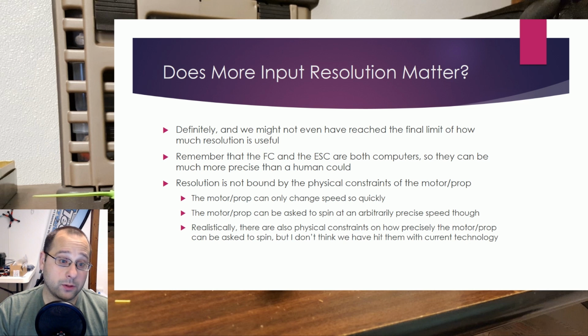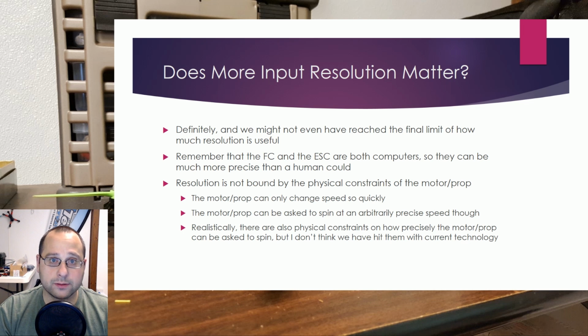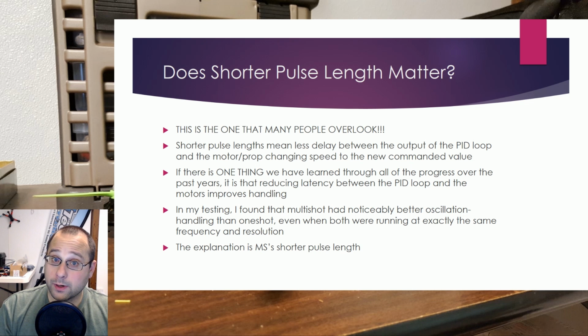Yes, the motor and prop can only change speed so quickly, but they can be asked to spin at a very, very precise speed, or RPMs, right? Realistically, there are physical constraints on how precisely we could spin the motors, but I don't think we've hit them with the current technology. The difference between 250 steps of input resolution and 1,000 or 2,000 steps, I think that's a difference that definitely does produce flight effects. But here's the one that I think many people overlook, and it's the shorter pulse length.